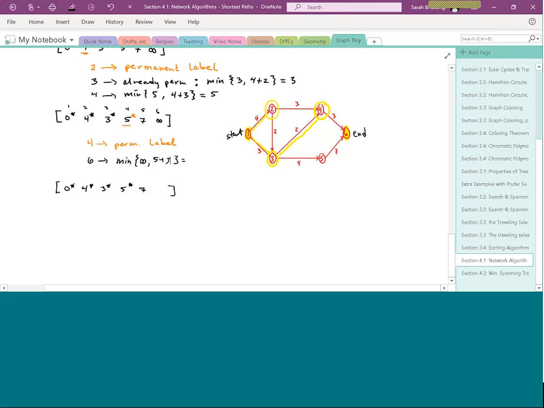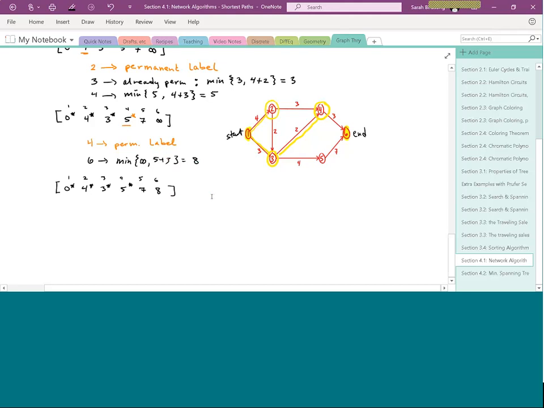Notice it's 8. It doesn't matter what it is. As long as it's an integer, it's better than infinity. So we've got an 8 right there. And that will be your new label for vertex 6. And while we were doing that, I went ahead and recopied our string of labels, both temporary and permanent, although we have mostly permanent labels right now.